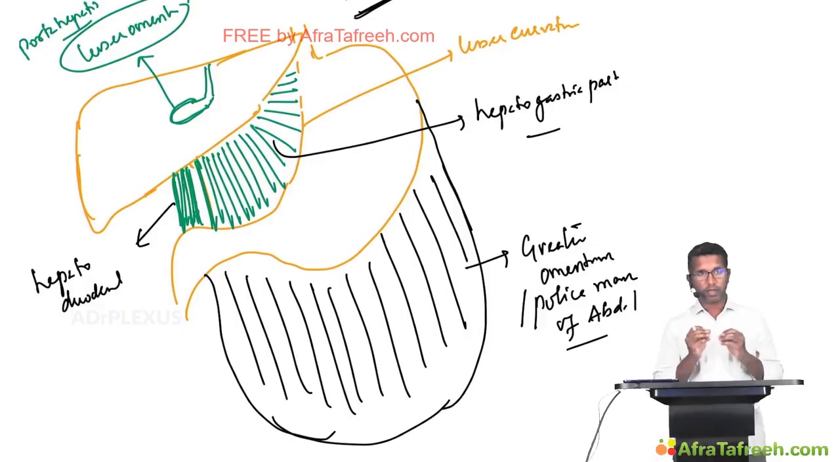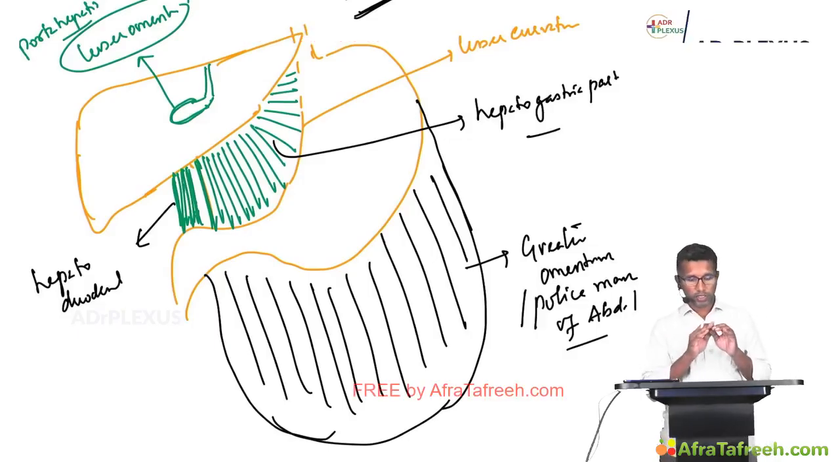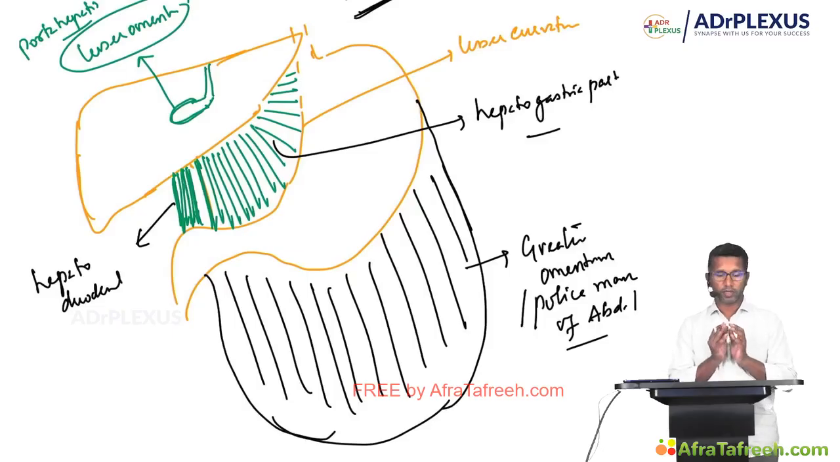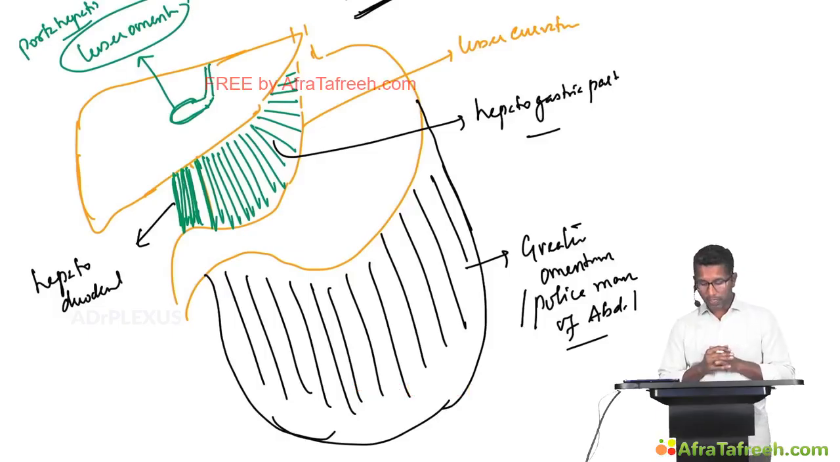Whenever there is any inflammation in the peritoneal region or in the intestinal region, this omentum goes and covers up the inflammation and tries to contain it. That is why it is called the policeman of the abdomen.